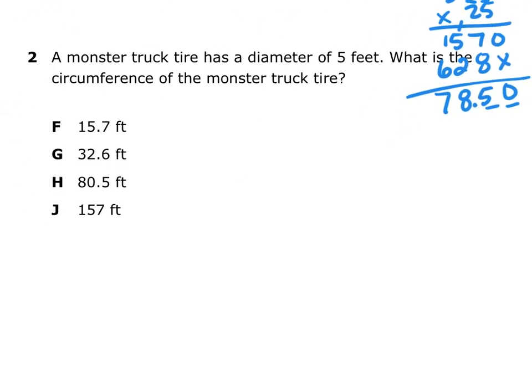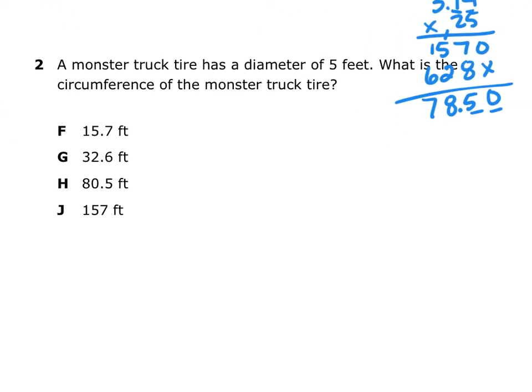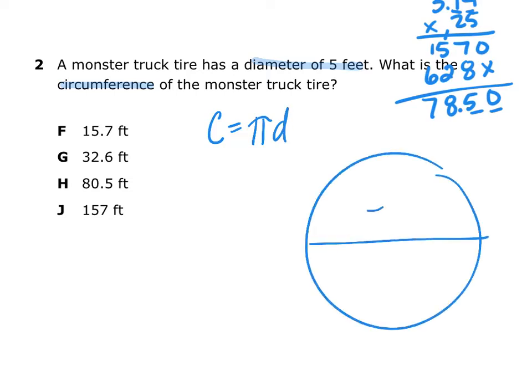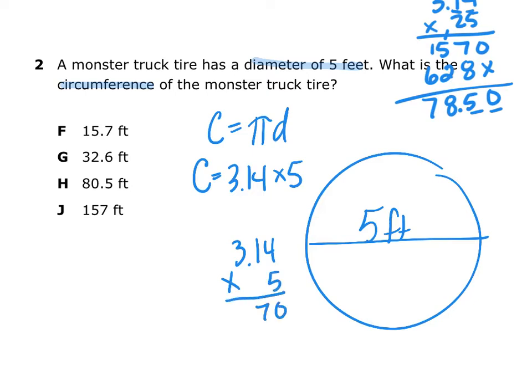Okay, a monster truck has a diameter of 5 feet. What is the circumference of the monster truck tire? So we have this part, and then what is the circumference? So C equals pi d, because they're talking about diameter. So diameter is 5 feet. C equals 3.14 times 5. 3.14 times 5 is 15.7, which is F.